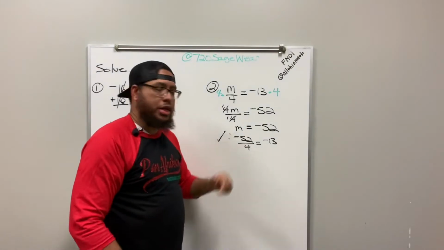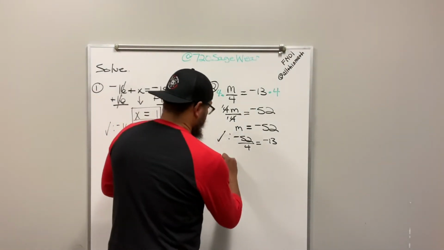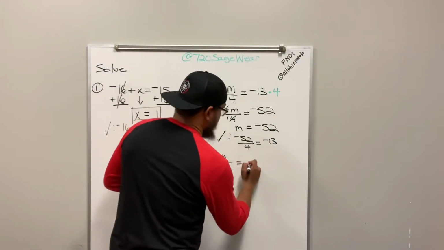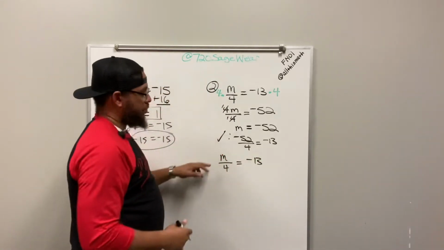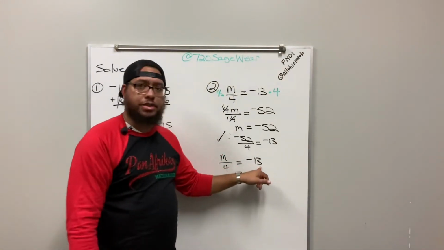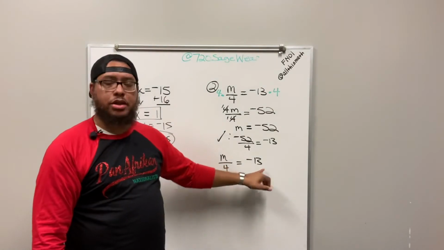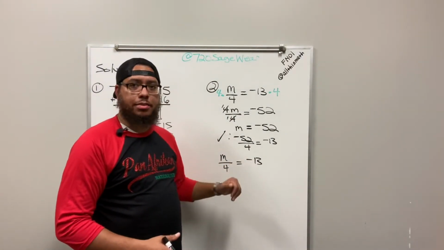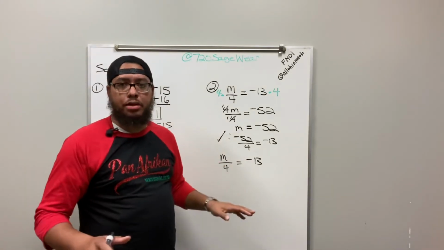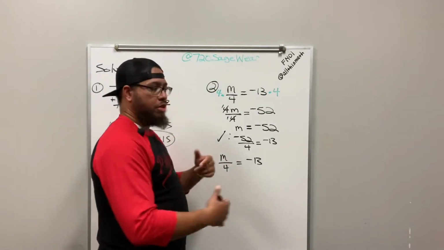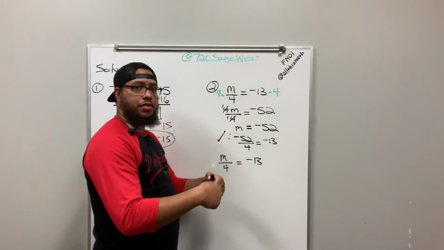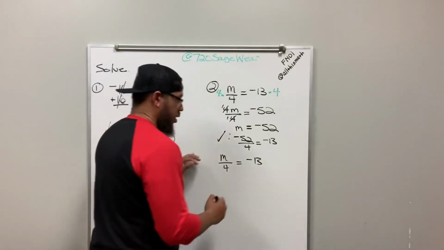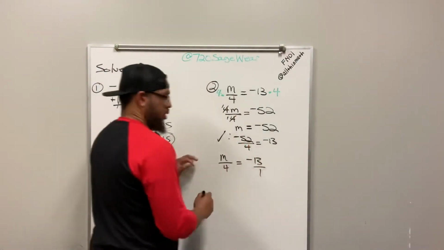Let me show you one more way to do this, though. Let me write the problem over again. M over 4 equals negative 13. Now, this is a fraction. This is not a fraction, but I can change this into a fraction. All I got to do is put a 1 underneath of it as the denominator. We can do that with any number, any whole number, any integer, and so on. Boom. Now it's a fraction.